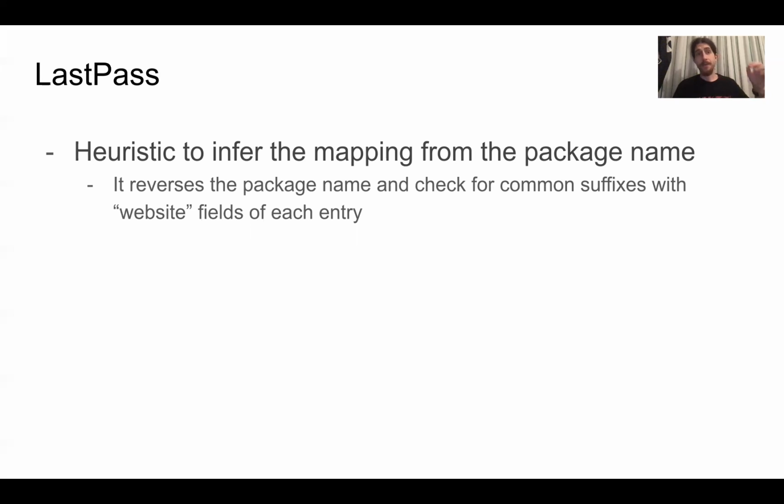And so in this case, you would have com.facebook.katana. This will become katana.facebook.com. This matches with facebook.com, and then LastPass will propose to the user, hey, this seems Facebook. Do you want to put the username and password? One important note that I need to make is that this attack is not automatic, in a sense that if the password manager is fooled to believe that this is Facebook, the password manager just suggests to the user that this could be Facebook, and the user needs to click yes.